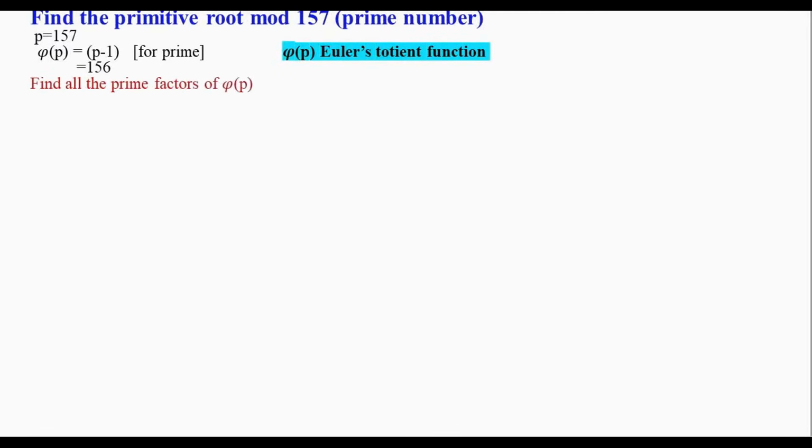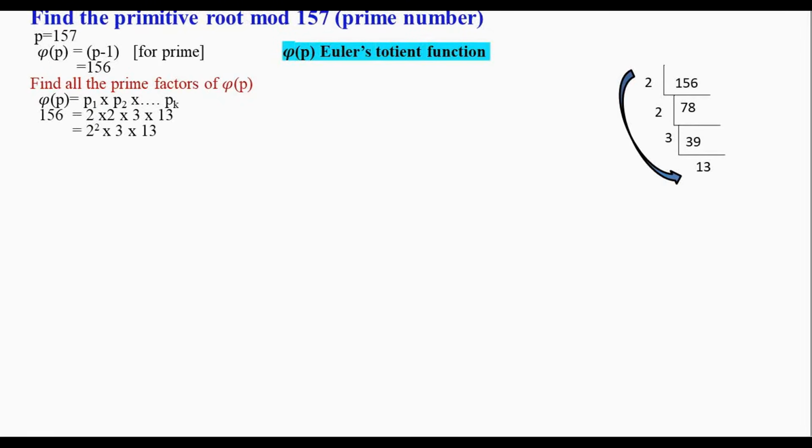Next we have to find out the prime factors of phi of p. So we are going to find out 156 prime factors using the repeated division method. We are repeatedly dividing 156 till we get the prime factors. So there are 3 prime factors here, 2, 3 and 13. The next step is to find out n_i. We are just going to divide phi of p by the prime factors. So we get 3 values for n.